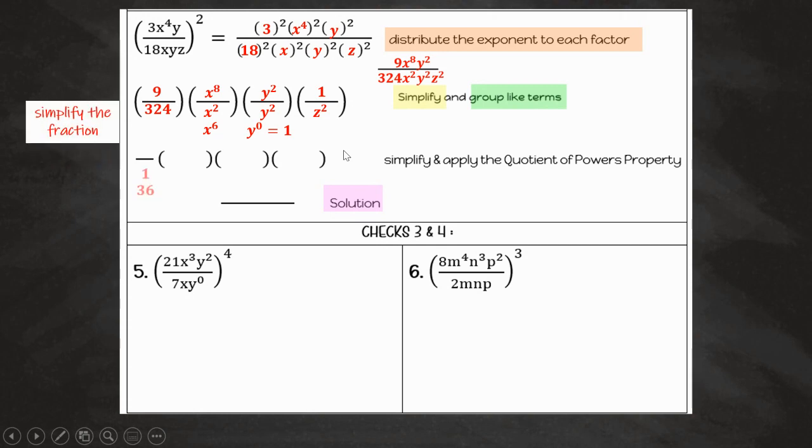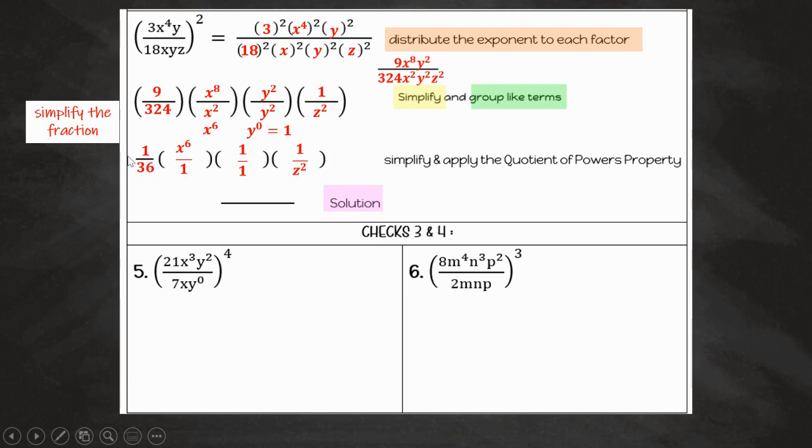So we also need to simplify our fraction. So 9 over 324 becomes 1 over 36. This is going to become, or remain, x to the power of 6 over 1. This is just 1 over 1, and this is, again, just 1 over z squared.